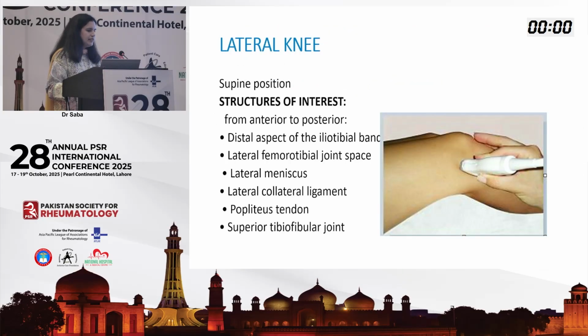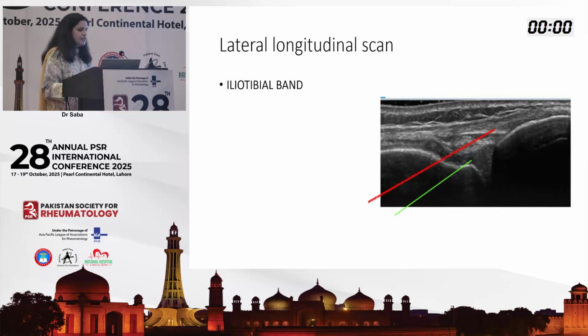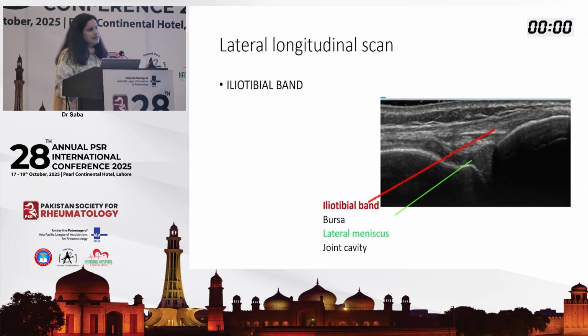Now the lateral knee, make sure once you are doing the lateral knee from anterior to posterior, you are able to appreciate not only the joint, not only the lateral meniscus, but also 2 other structures, the lateral collateral ligament as well as the iliotibial band. So iliotibial band, as we all know, is an extension of the fascia lata, and it comes down, and once it attaches to the lower end of the tibia, it would fan out.